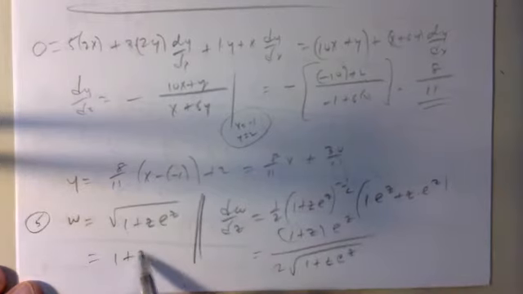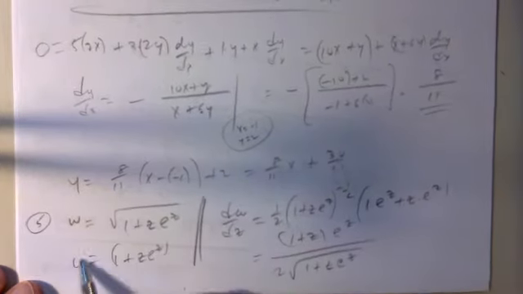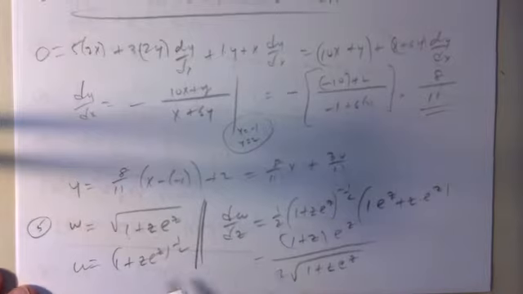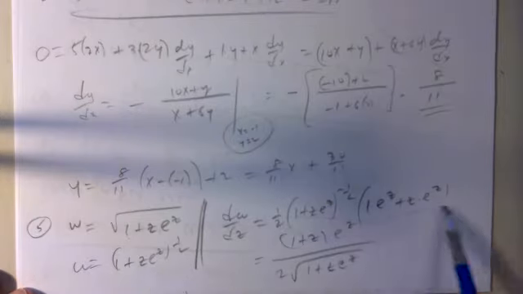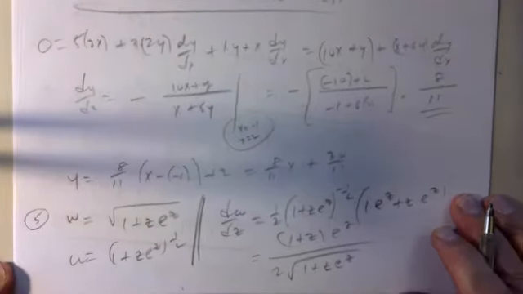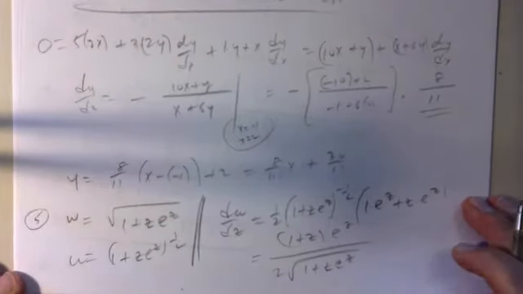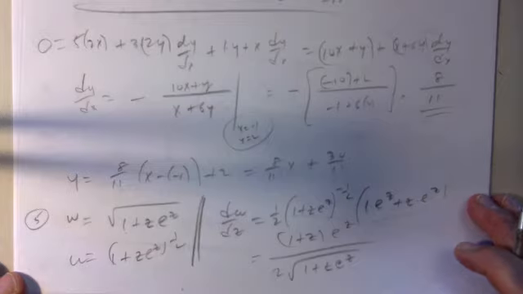This function is 1 plus z e to the z to the 1/2. So when you differentiate, you get 1/2, this to the minus 1/2, times the derivative of 1 plus z e to the z, which is this. Right. Questions? 1, 2, 3, 4, 5. So next is number 6.